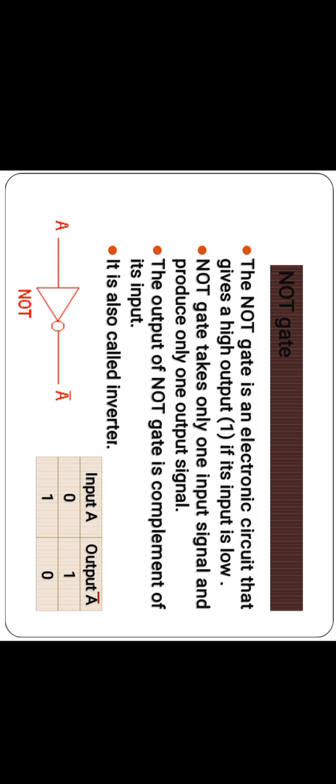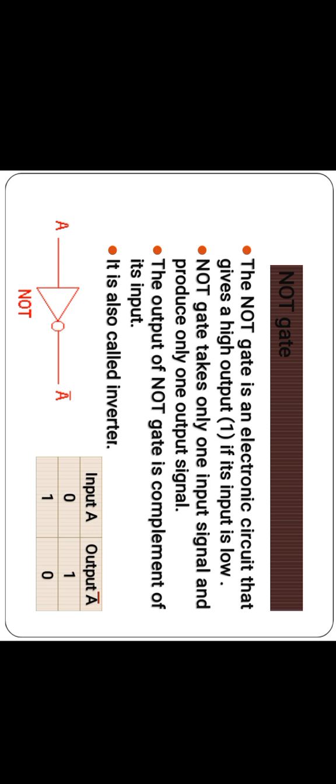NOT gate is an electronic circuit that gives a high output if its input is low. NOT gate takes only one input signal and produces only one output signal. The output of NOT gate is complement of its input. It is also called inverter. Figure shows the logic symbol of NOT gate. Here the input is A and the output is A bar.